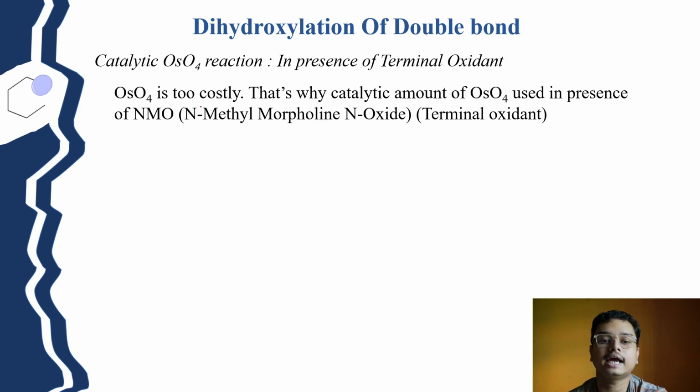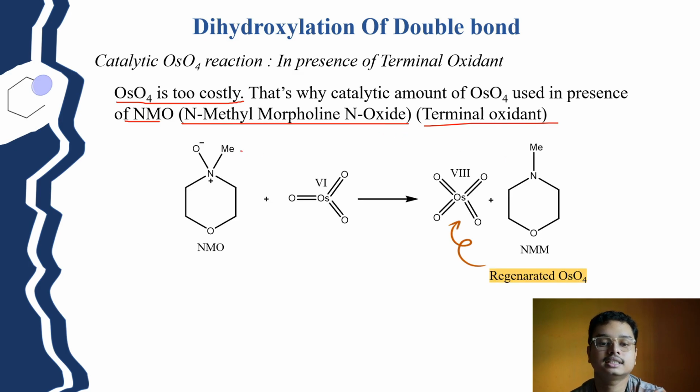Now let's talk about the catalytic OsO4 reaction. OsO4 is too costly. That's why in practical cases OsO4 is not used in a stoichiometric fashion, it is used in a catalytic fashion, in the presence of a terminal oxidant. The terminal oxidant is NMO, that is N-methylmorpholine N-oxide. What does it do actually? After the reaction, osmium in osmium tetroxide is initially +8, so it gets reduced to +6.